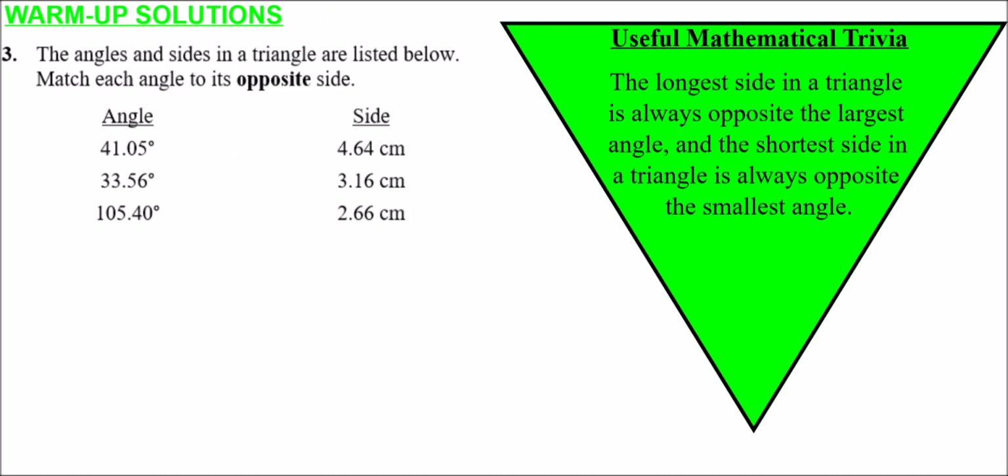So all we need to do now is to pick the shortest side, which is this 2.66, and match it to the smallest angle, which is 33.56. Next, we pick the largest side and match that to the biggest angle, like so. And finally, the middle angle matches to the middle side, and that's all there is to it.